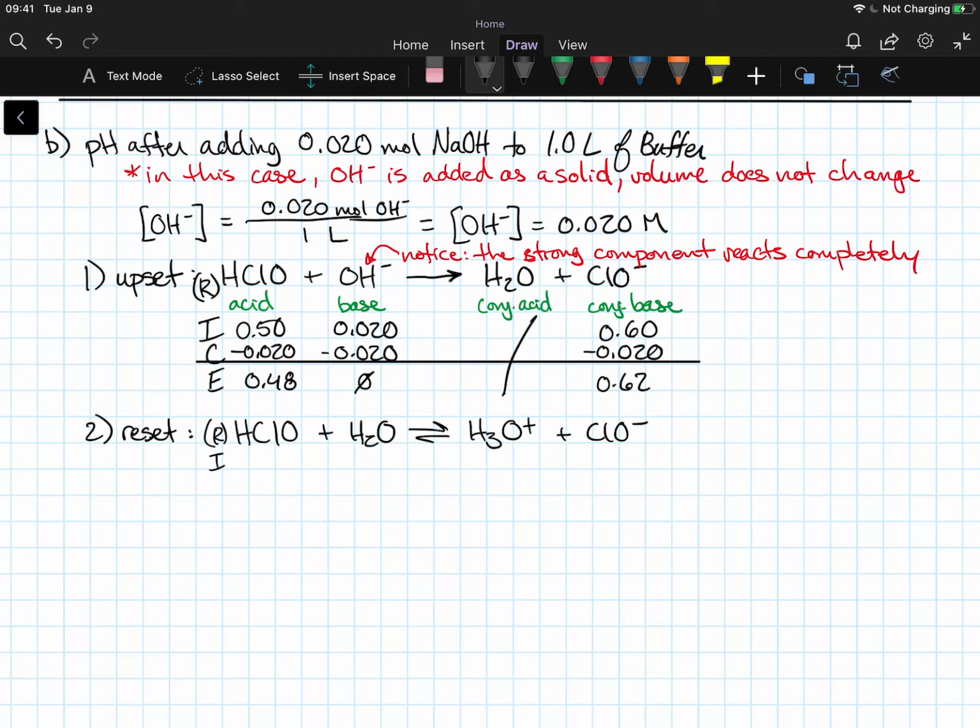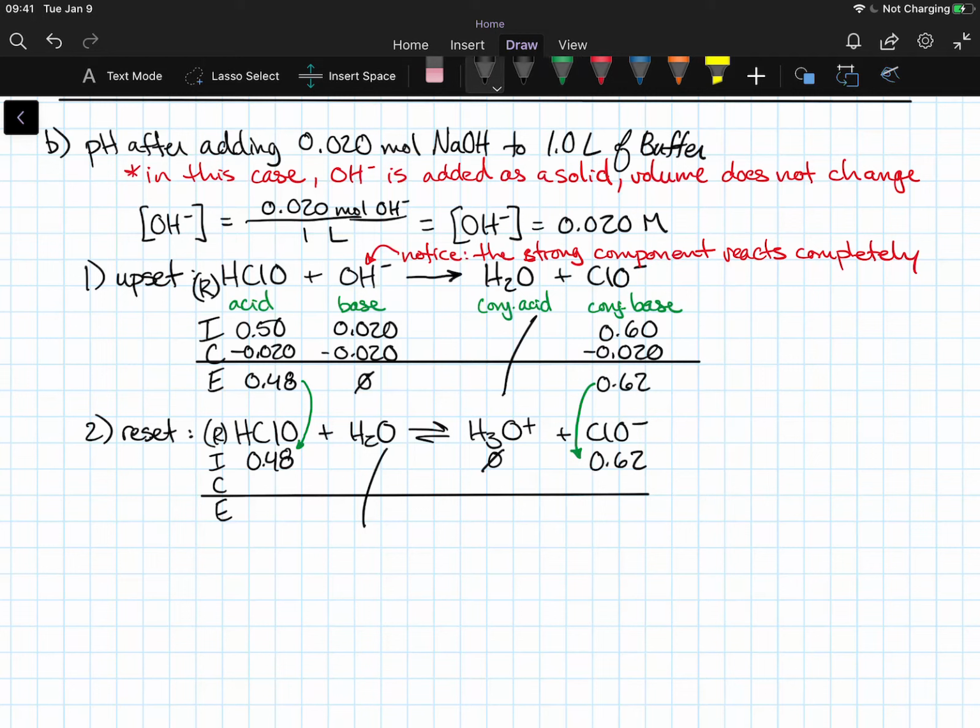This is going to require another RICE table. So now at equilibrium, we just take these values we just solved for. Let's just write these in really quick. So at equilibrium now, we've upset this equilibrium. Now we're going to watch it reset. So notice we just took the values at equilibrium from the first step and moved these down here. And we can just plug these in.